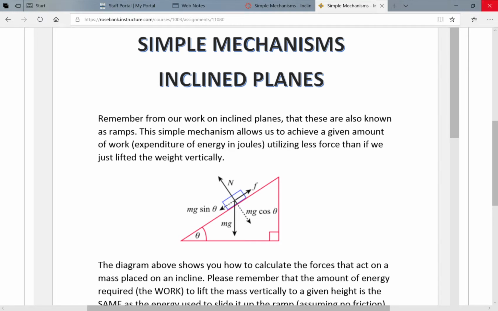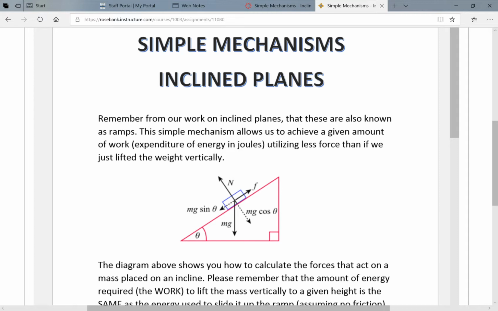Okay, folks, this is just going to be a quick video on the solutions to the first homework project that we had, looking at simple mechanisms and inclined planes.